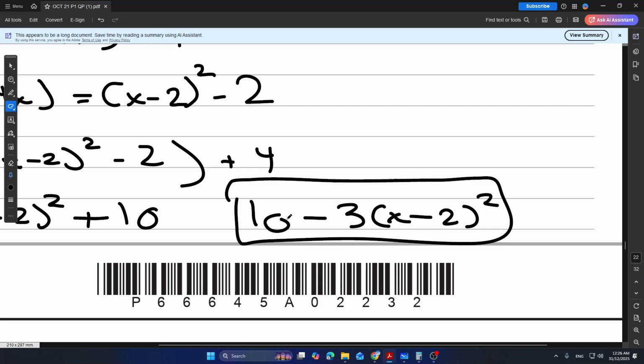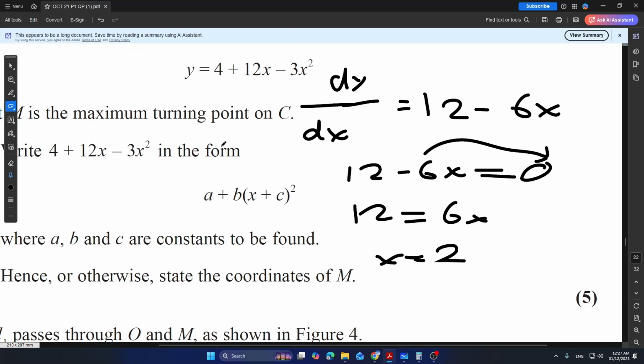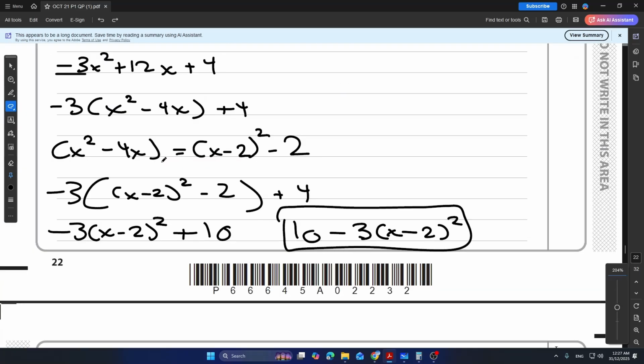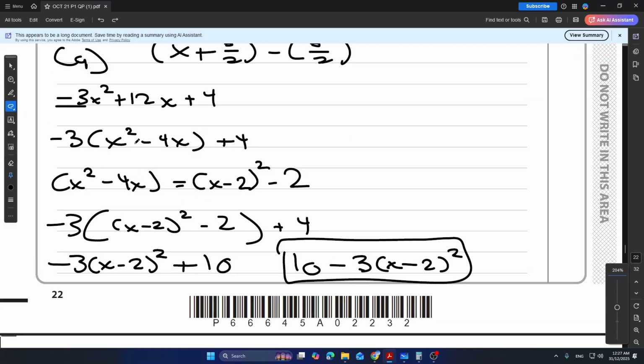And if I want to check the 10, then I just substitute 2 into this equation and check if that gives me 10. So if I substitute 2 into the equation, 4 plus 12, 2 minus 3, 2 squared, that should give me, oh, unless I made a mistake, hold on. No, yeah.